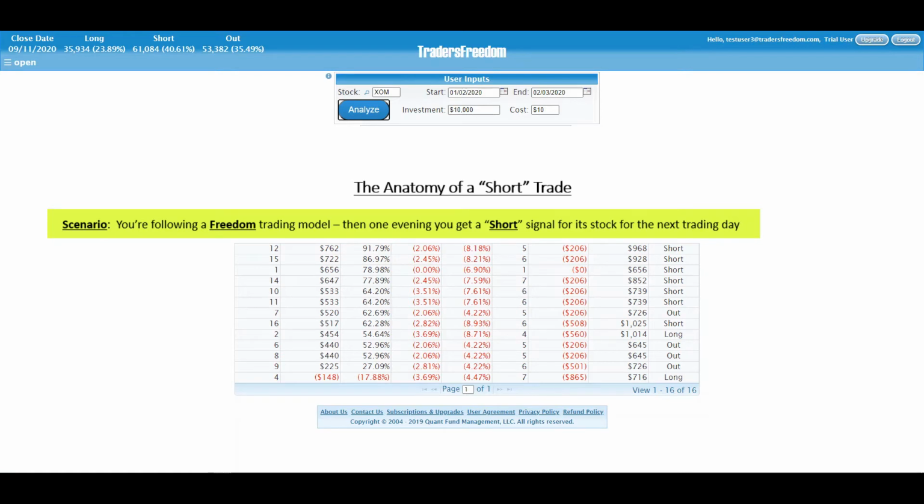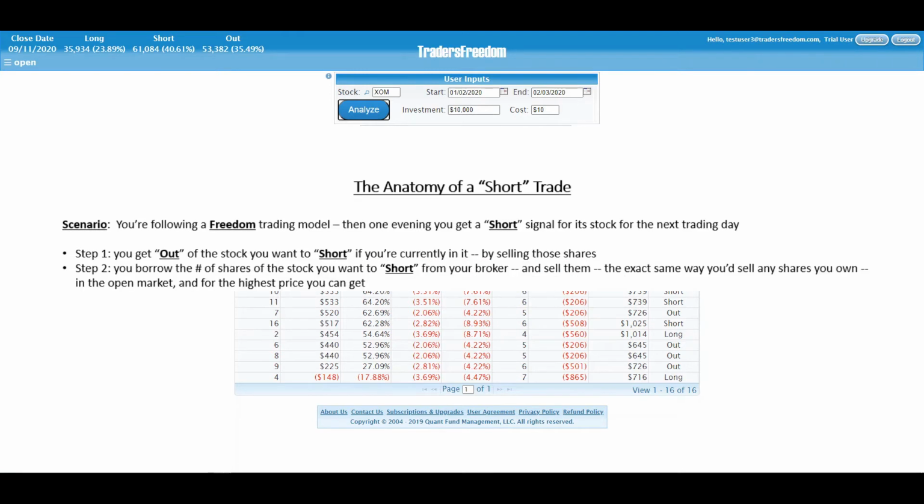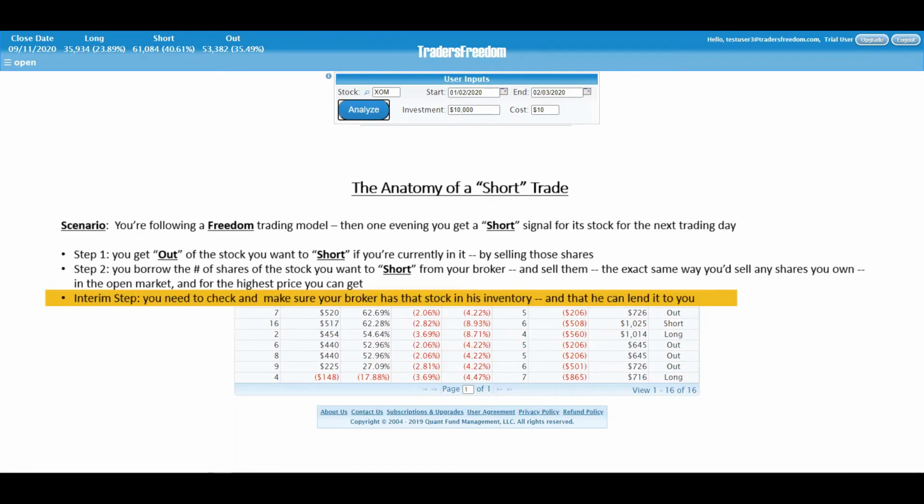And here's how it works. Short step number 1. You get out of the stock if you currently are in it by selling it. Short step number 2. You borrow the number of shares of the stock that you want to short from your broker, and you sell them the exact same way you would sell any shares that you already owned, in the open market and for the highest price you can get. Short interim step. You need to make sure that your broker has that stock in his inventory so that he can lend it to you and so that you can sell it.